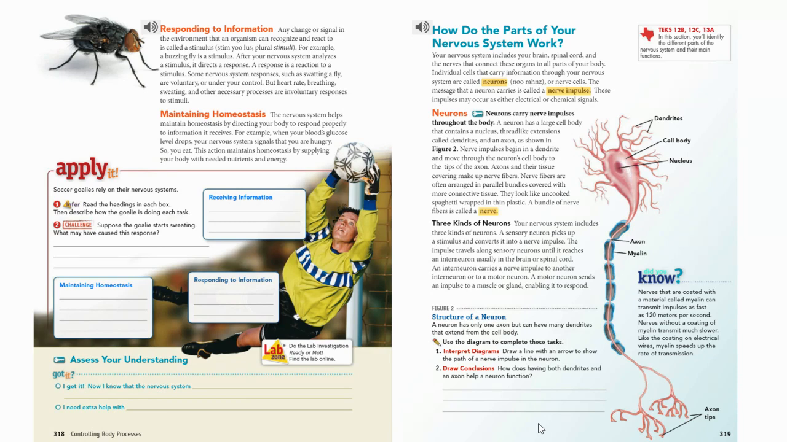A neuron has a large cell body that contains a nucleus. As you can see in the diagram over on the side, that nucleus is in the middle, right? In the middle, nucleus.